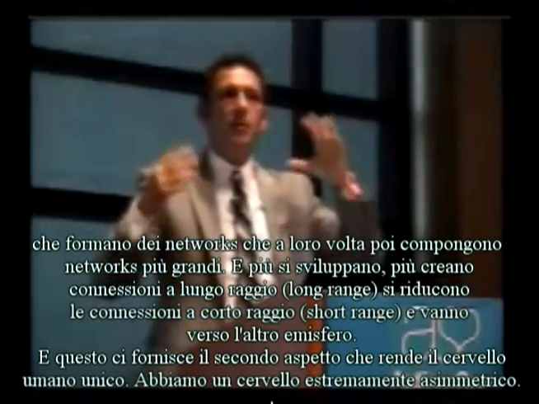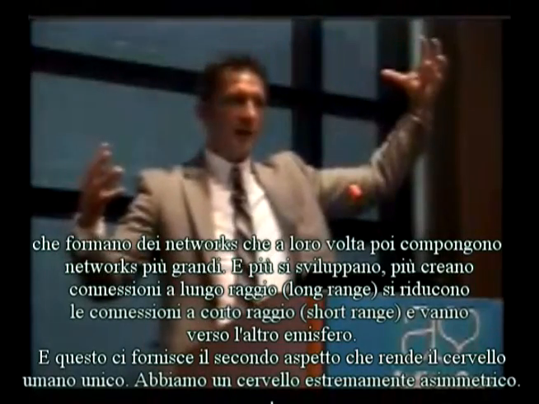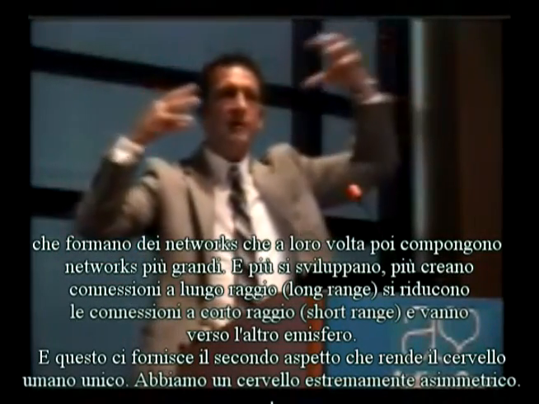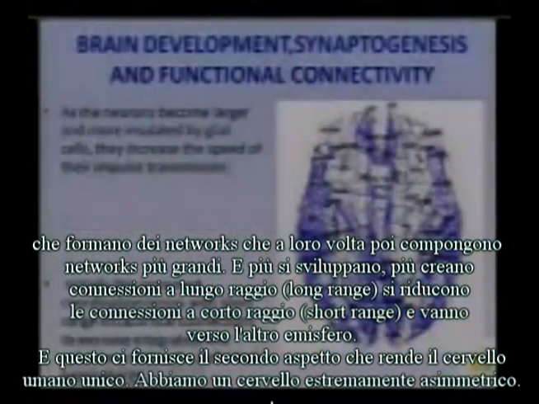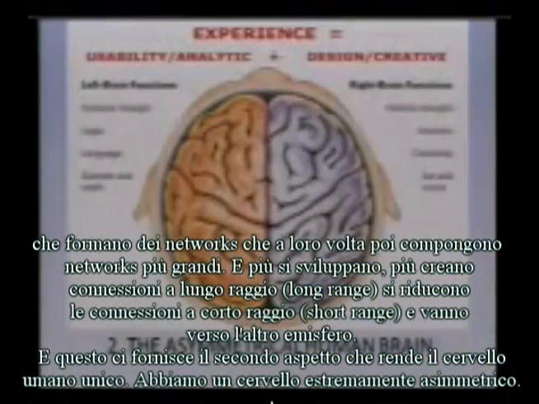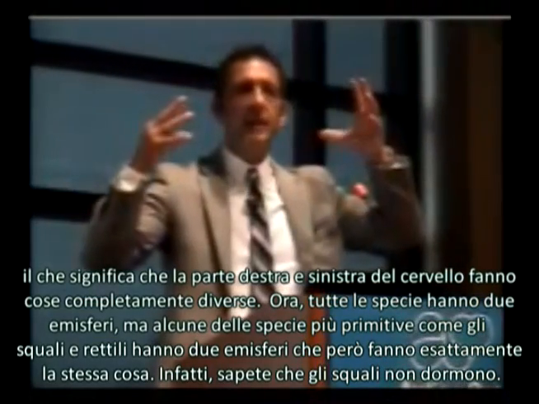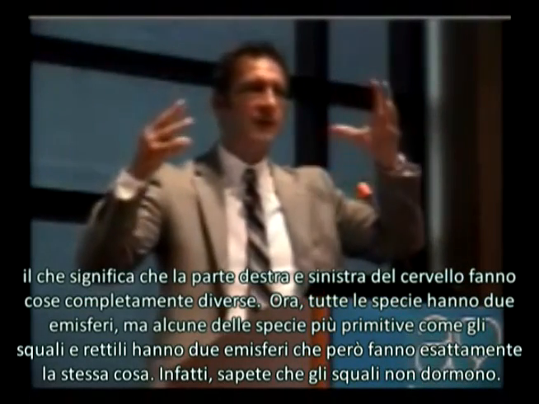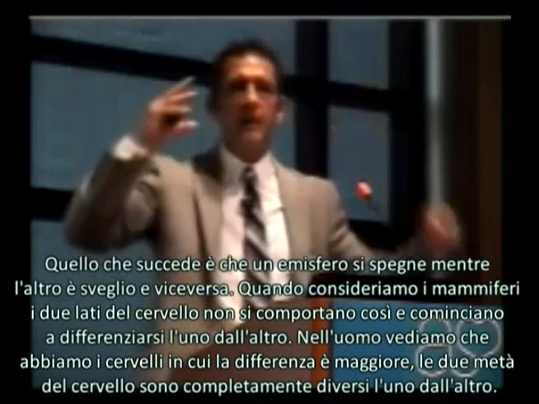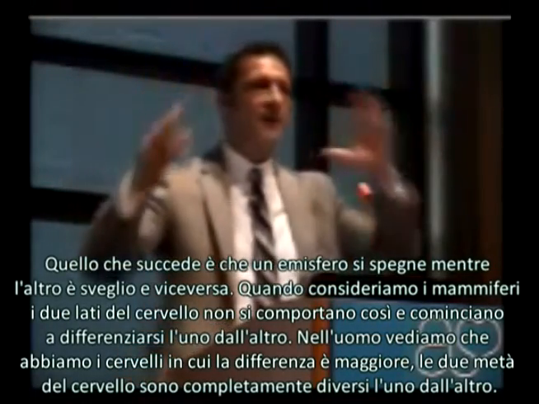And then as they develop more and more, they develop long-range connections, they shorten the short-range connections, and they reach across to the other hemisphere. And this gives us the second thing that makes human brains unique, is that we have an extremely asymmetrical brain, which means that the right and left side of our brain do completely different things. Now, other species, they have two hemispheres, but some of the most primitive species, like sharks and reptiles, they have two hemispheres, but they do the exact same thing. And in fact, what happens is, sharks don't go to sleep. So what happens is one hemisphere will shut down while the other hemisphere is awake, and then vice versa.